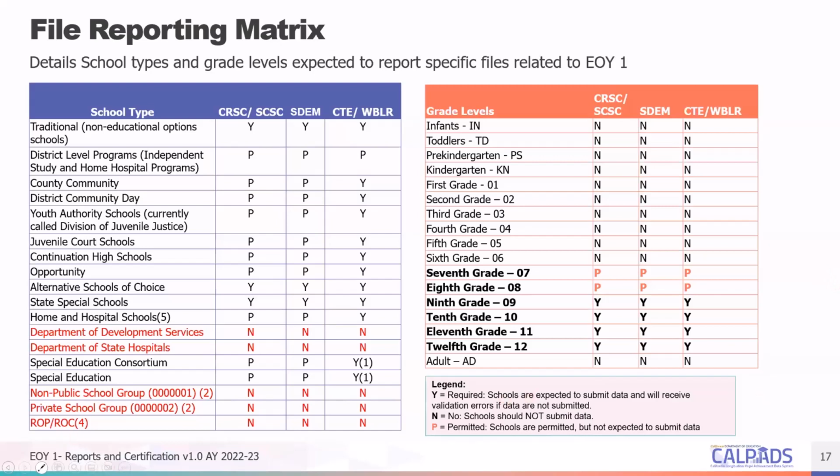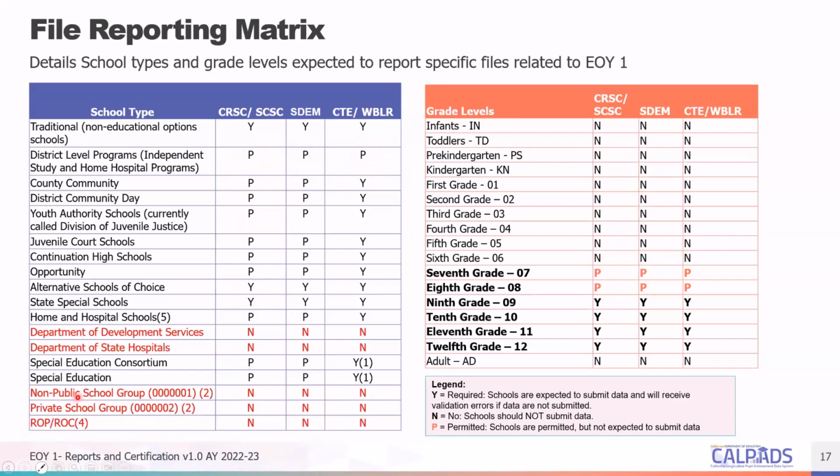And we can see that traditional schools require all of the end of year one file types. Traditional schools, or non-education option schools, require the CRSC and SCSC, the staff demographics, the CTE, and the work-based learning file. You can then see that district level programs, independent study, and home and hospital programs have a P listed here. So every file type in end of year one, the CRSC, SCSC, staff demographics, CTE, and work-based learning records, are all permitted but not expected from district level programs.